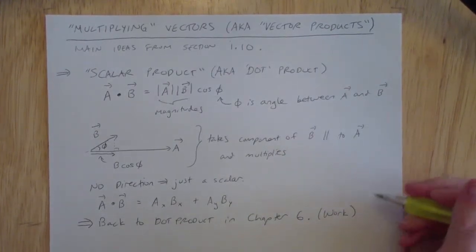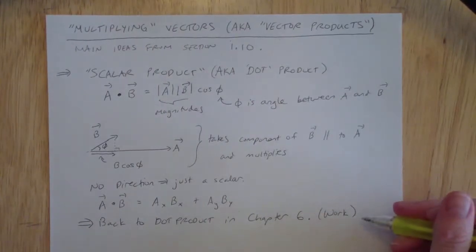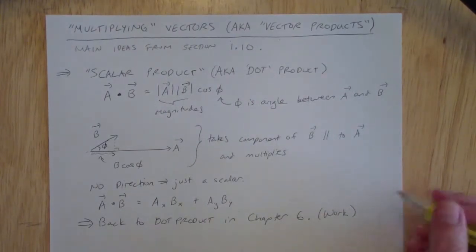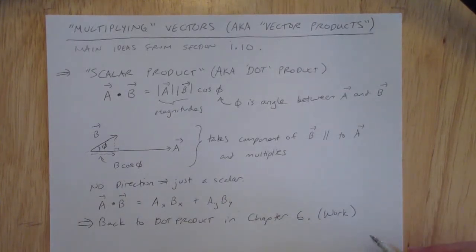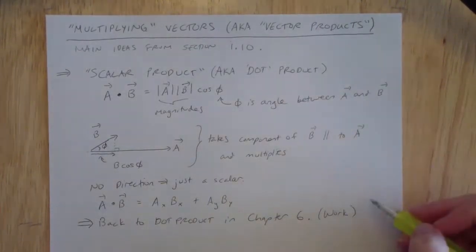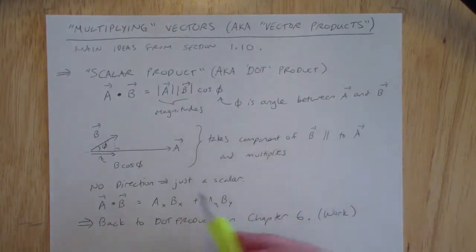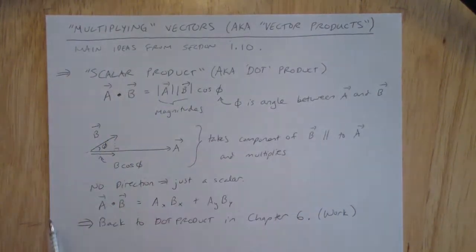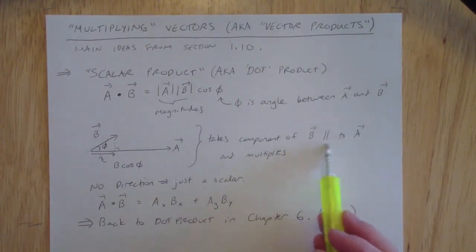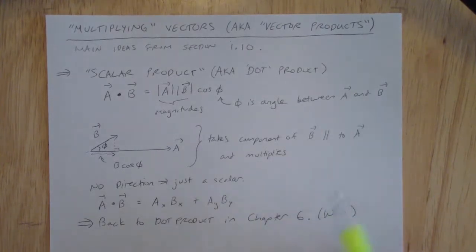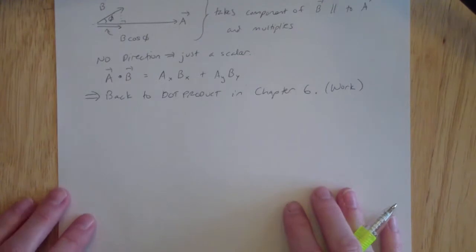All right, so that's the overview of the main ideas for the scalar product. And now we're going to talk about the second kind of way of multiplying vectors, which, if you might guess, is actually going to be called a vector product, where the result is a vector. And instead of taking the parallel components of the two vectors and multiplying them together, it's going to take the perpendicular components. All right, so let's go ahead and write that out.